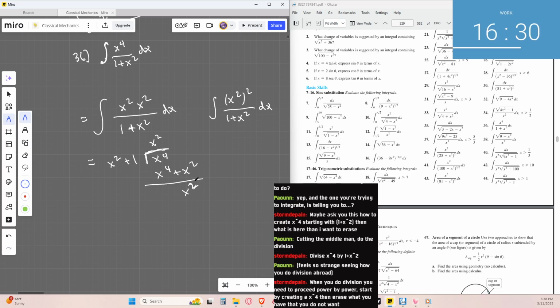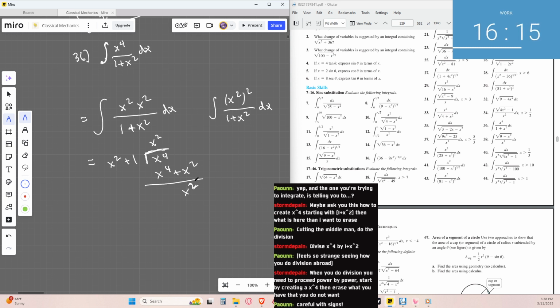Divide, you need a preceding power by the power. Start by creating, and then erase what you have that you don't want. Oh yeah, that's right. You need the signs. Yeah, this is why I never got A's in my math class, because I would always miss those small steps there.